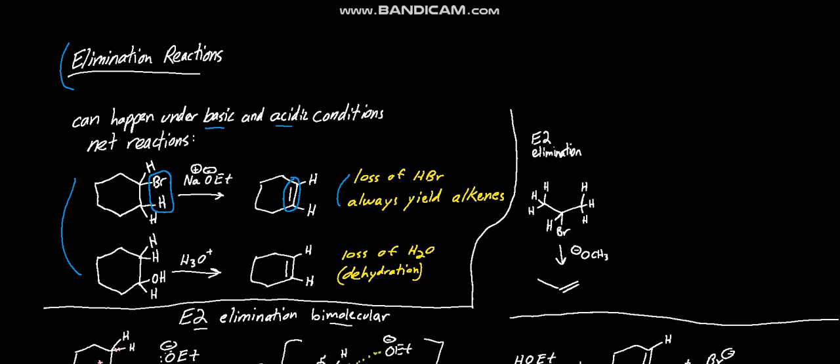Here under acidic conditions, we see the loss of water, the net loss of water. We can call that a dehydration. And same thing, however, you result in alkenes. Let's take a quick look at this reaction on the right.